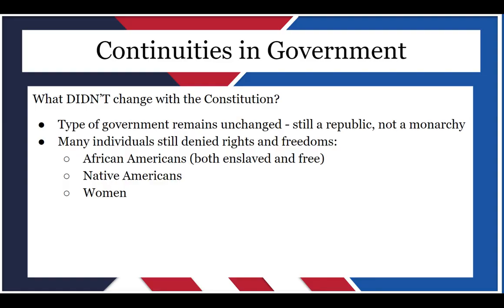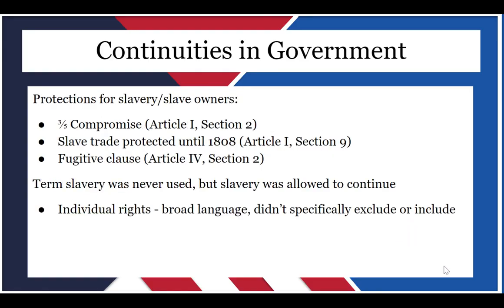African Americans, both enslaved and free, were denied rights and freedoms and rights to vote. In many places, rights to own property. In southern states, they were even more restricted. Native Americans were not citizens and did not have rights and freedoms. And women, of course, were also denied many rights and freedoms, including enfranchisement and the right to vote. So these are continuities in the government.